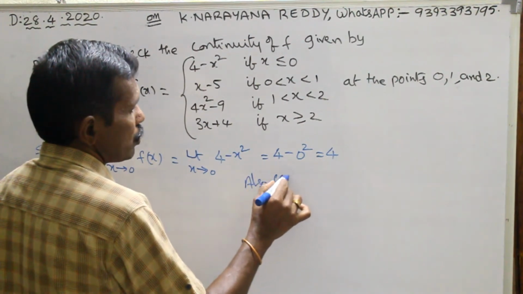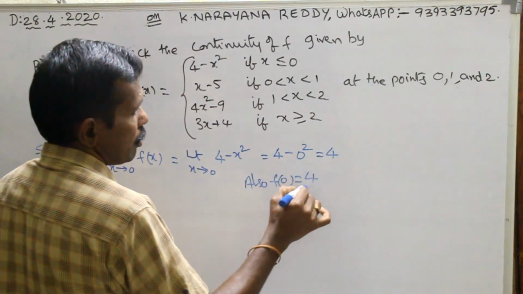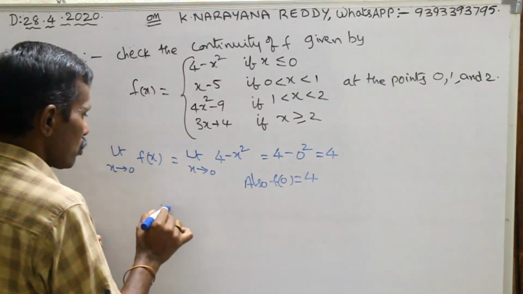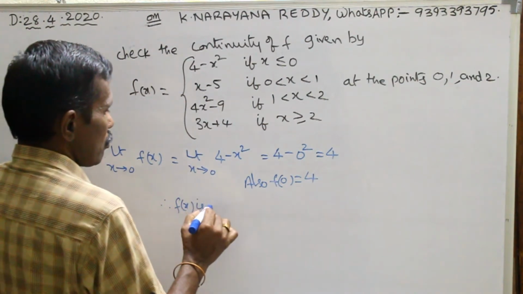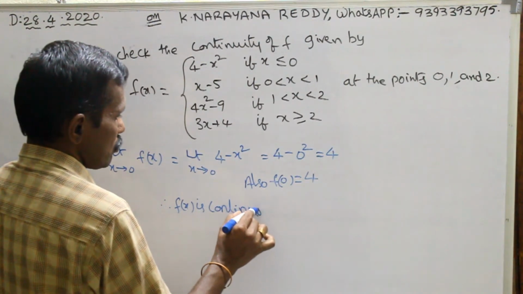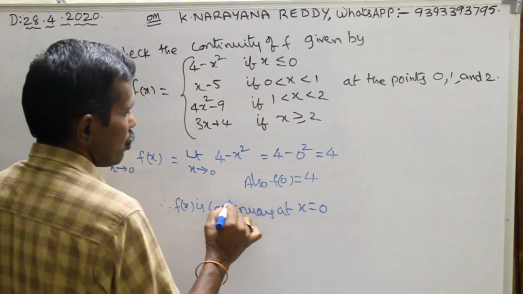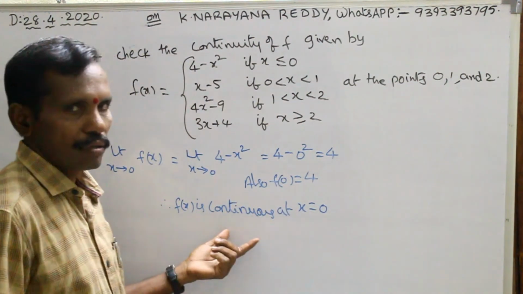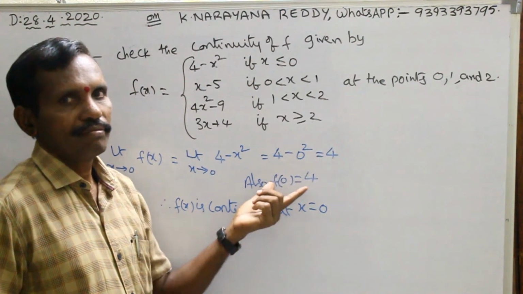Also, f of 0 equals 4 minus 0 square, nothing but 4. Therefore, f of x is continuous at x equals 0. That is over. Why? Because those two are equal.